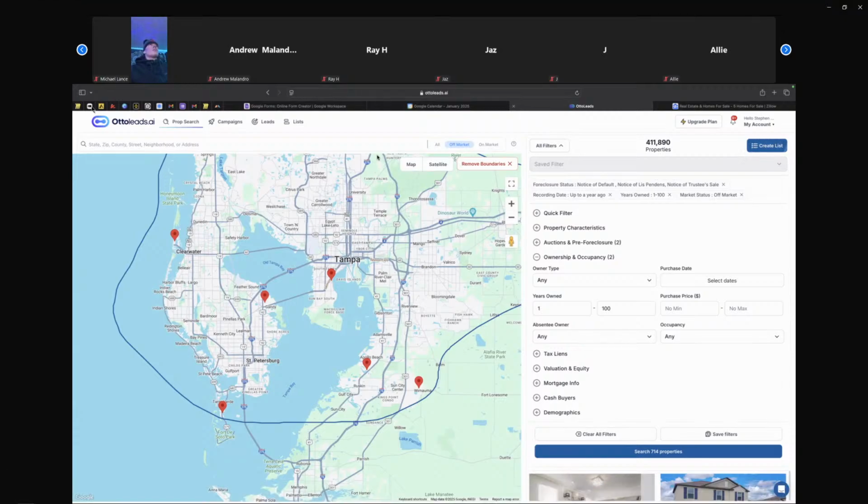Hey, quick question. As far as the pre-foreclosures go, would we be doing a subject-to or a wholesale deal for these properties?